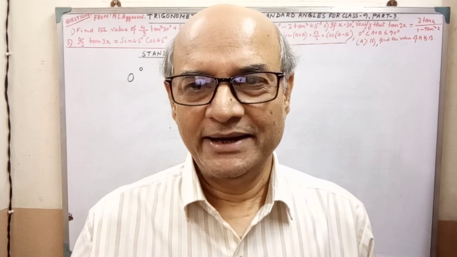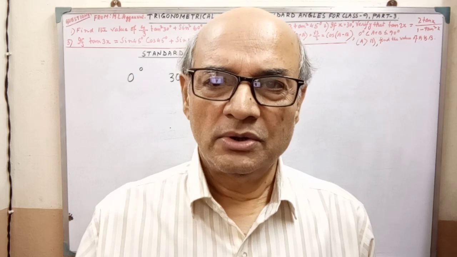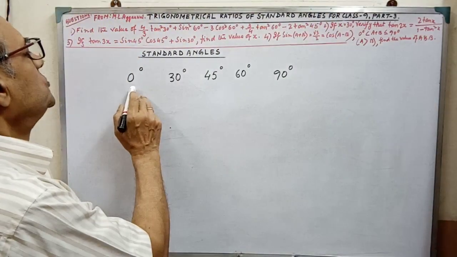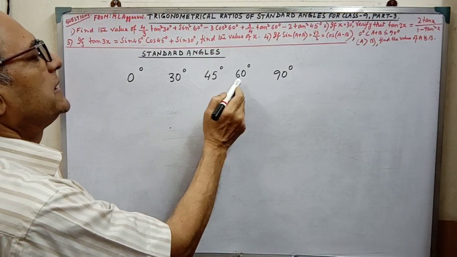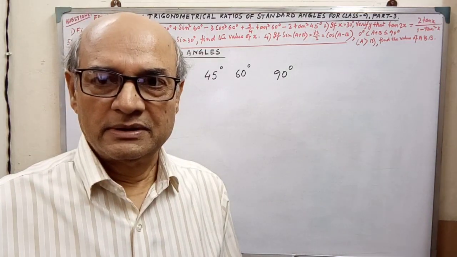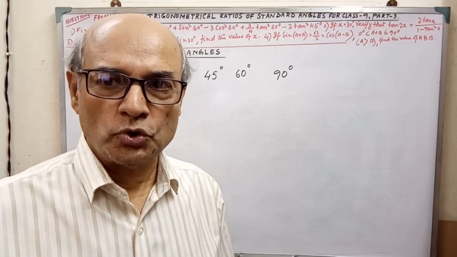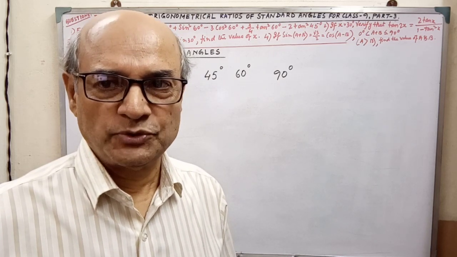Today, for class 9, trigonometrical ratios of standard angle. Trigonometrical ratio already you have learned in first video. Now, we will discuss standard angle. See the board: 0 degree, 30 degree, 45 degree, 60 degree, 90 degree. These are the 5 standard angle and 6 ratio. That means in total 30 values you have to remember.